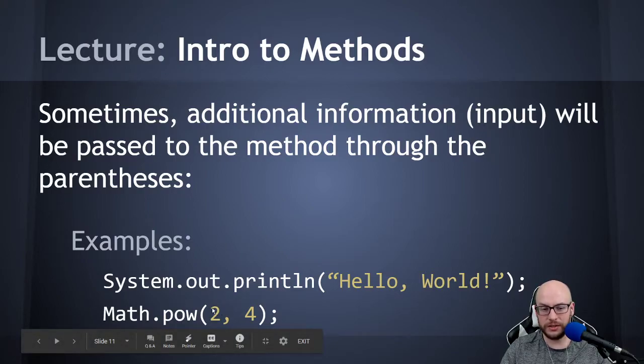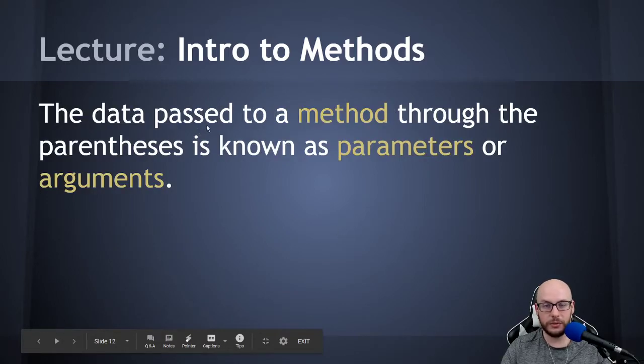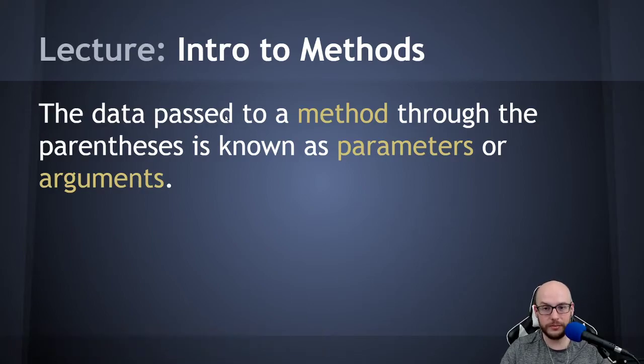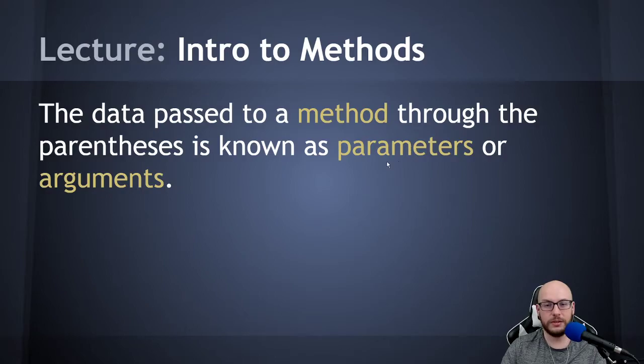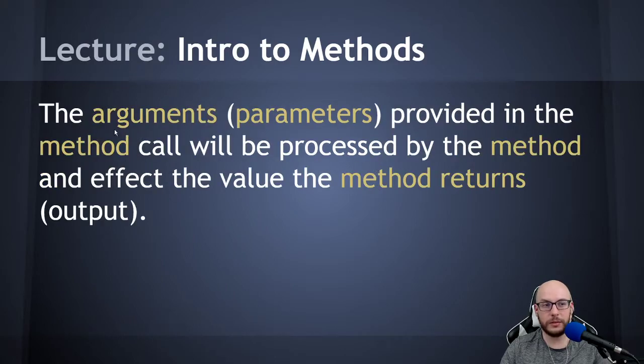With pow, there's actually two pieces of information, right? We have our base and our exponent. The data passed to a method, a function, a procedure, through the parentheses is known as arguments. You could also call them parameters. Those words are interchangeable. I tend to call them arguments in the method call, and then call them parameters whenever we look at the method definition, which we'll talk about in just a moment.